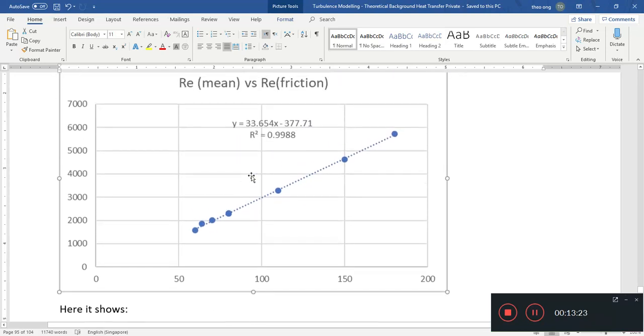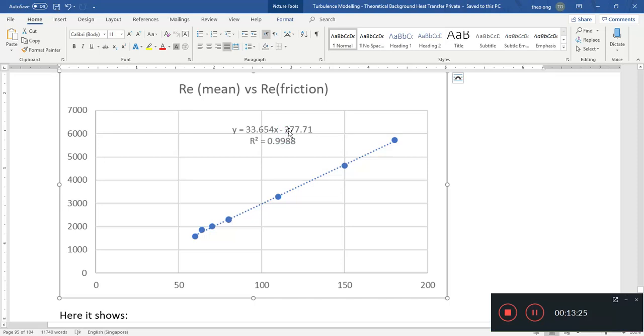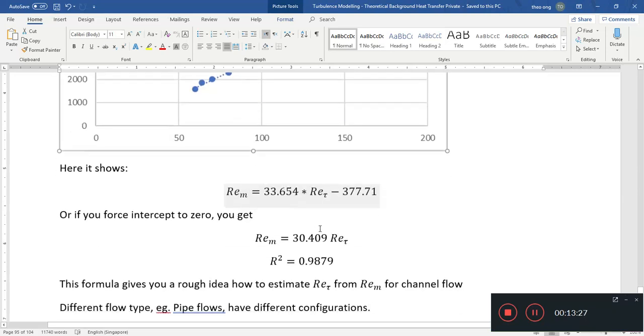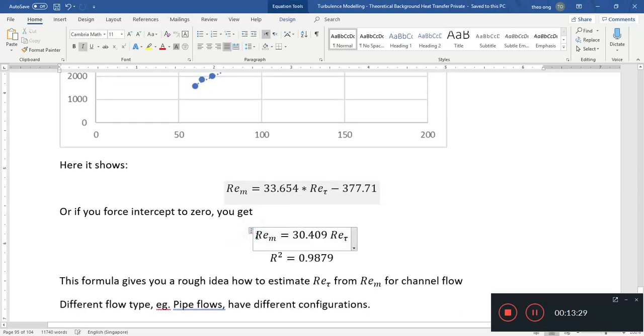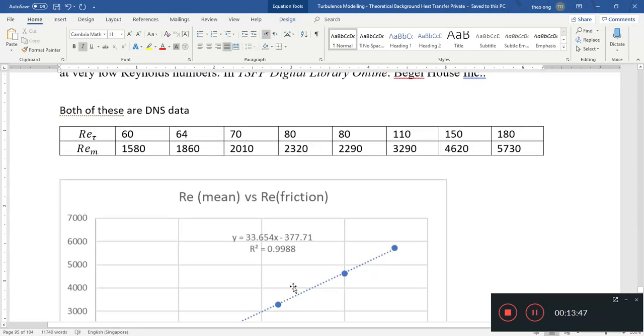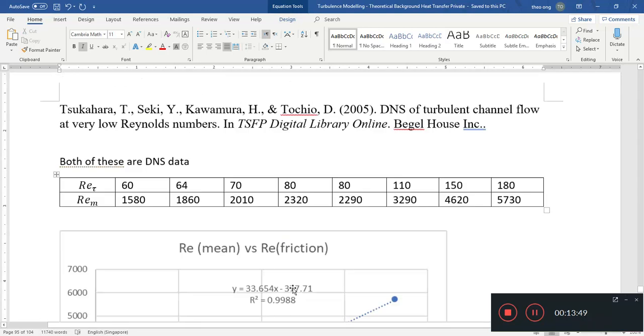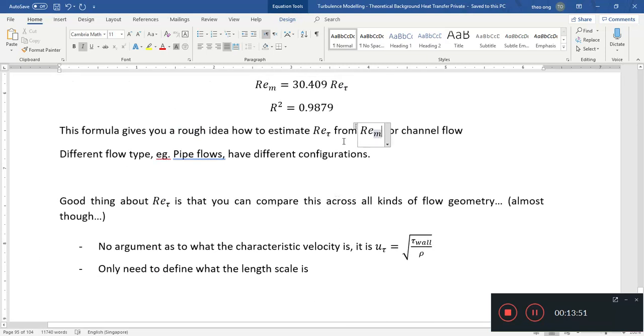If you set the intercept to 0, which it should be, the mean Reynolds number is about 30.5 or 30.4 times the friction Reynolds number. The R squared is about 0.9879. That gives you a rough idea of how to estimate Re tau from Re_m for channel flow. Re_m is the mean Reynolds number, the one we are normally used to, and Re tau is the friction one.